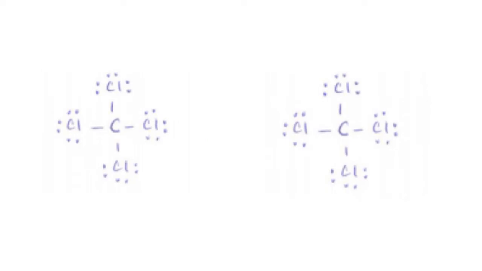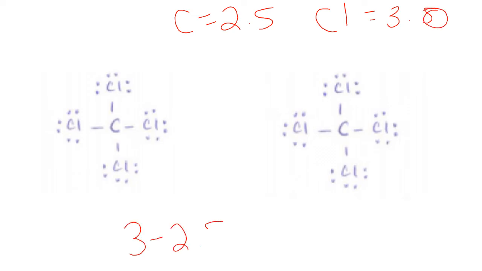So first, CCl4. If I were to draw that one's Lewis structure, I need to figure out, is that C and Cl a polar bond? So go to my chart. Carbon's got an electronegativity value of 2.5. Chlorine, 3.0. Not 3.5, 3.0. 3 minus 2.5 is 0.5. So that is a polar bond.